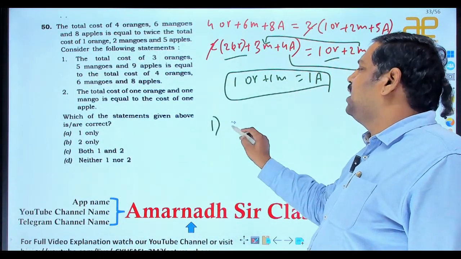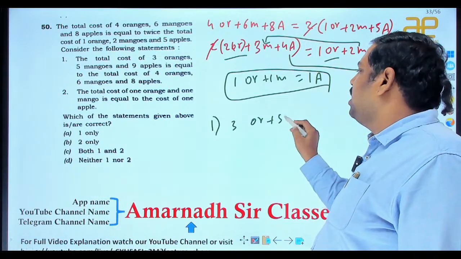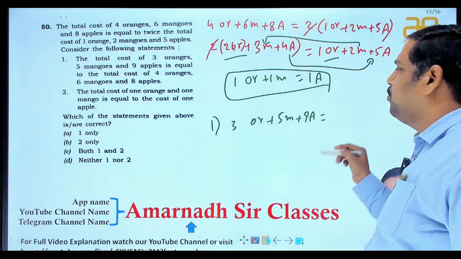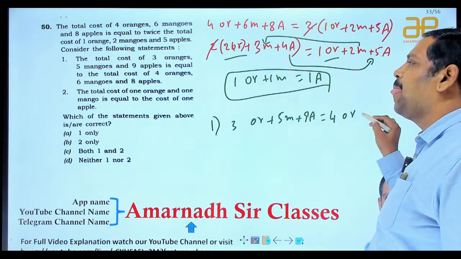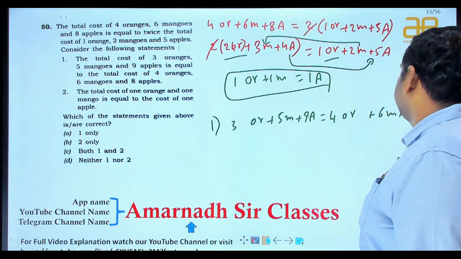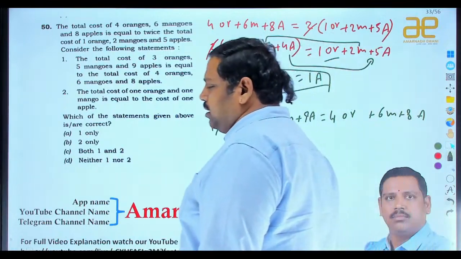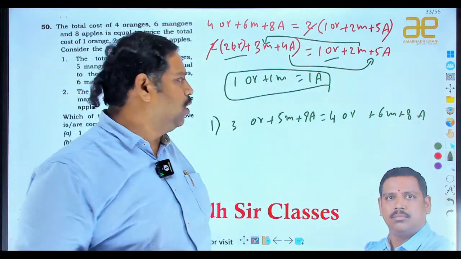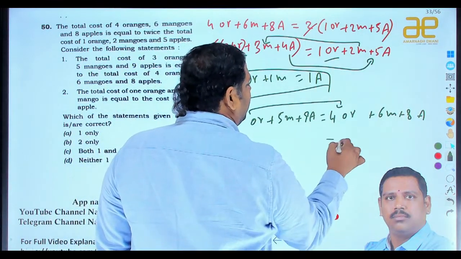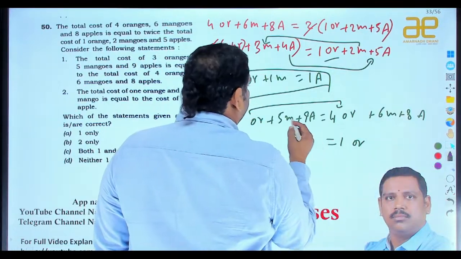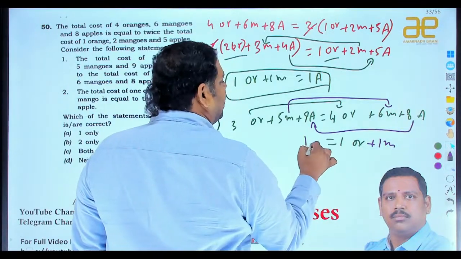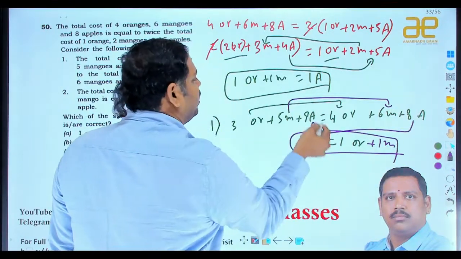The total cost of 3 oranges and 5 mangoes and 9 apples is equal to the total cost of 4 oranges and 6 mangoes and 8 apples. So if you get that one, it means that is correct, else it is not. Segregate oranges and mangoes to one side. Move the 3 oranges this side, it will be 1 orange. Move the 5 mangoes this side, it will be 1 mango. Move the 8 apples this side, it is 1 apple. So if you get the same, this is correct.